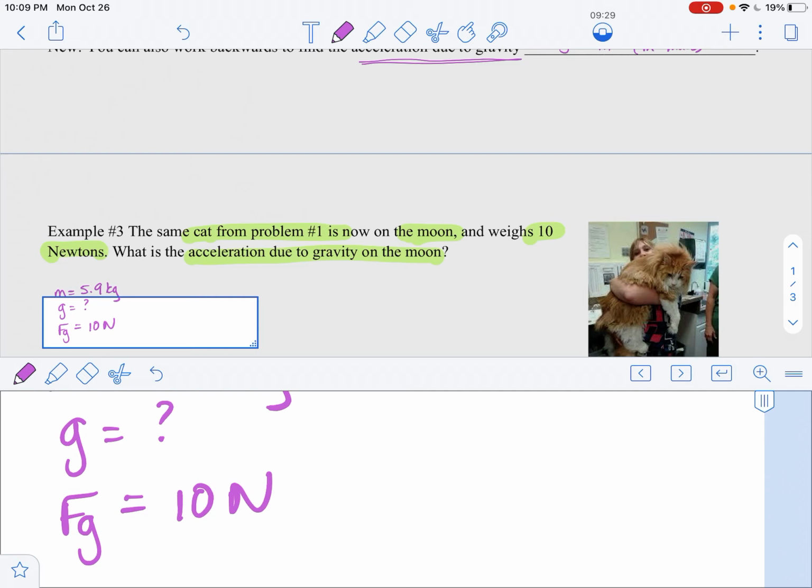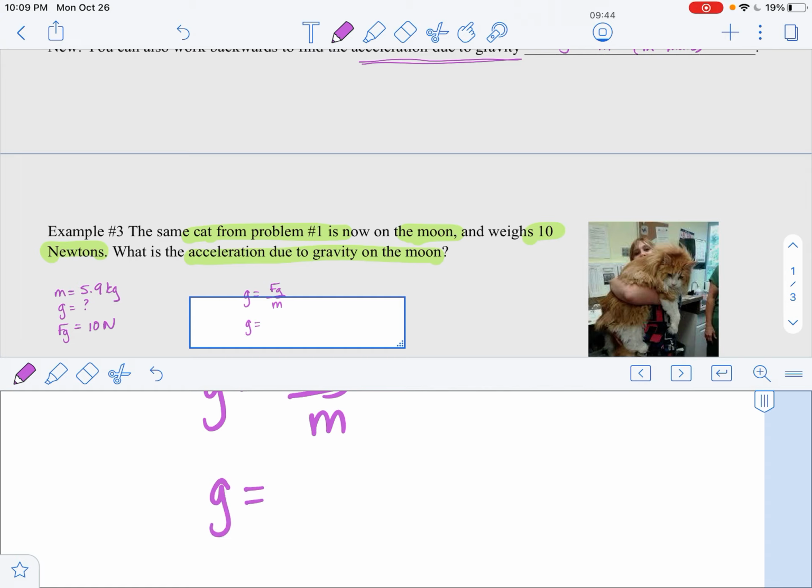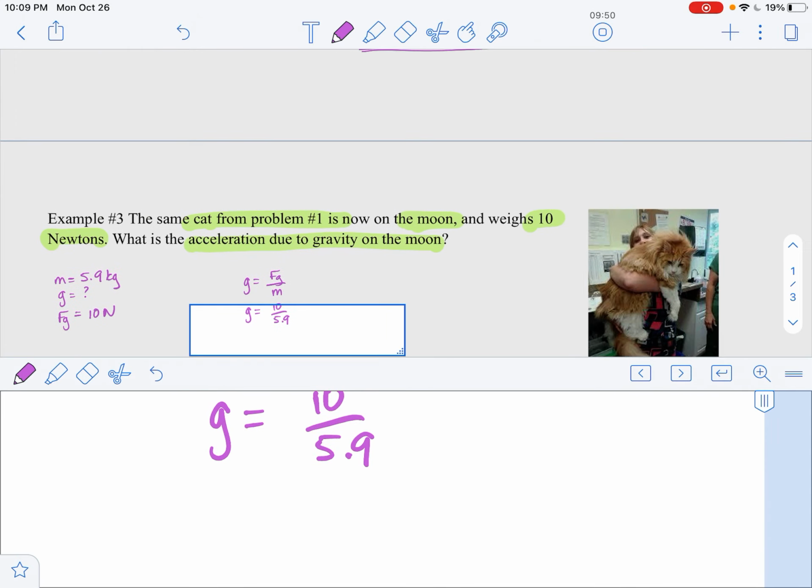Now, that's one of those things that might trip you up later. When they talk about weighing or weight or anything like that, it's always going to be a force. So we're always going to call it newtons. So here's my formula. Acceleration due to gravity is the weight divided by the mass. So I've got 10 newtons divided by 5.9 kilograms. So that means acceleration due to gravity on the moon is about 1.7 meters per second squared. So that's really small, huh? Does that make sense? It does. The moon is quite a bit smaller than the Earth, and so it makes perfect sense for the acceleration due to gravity to be very small.